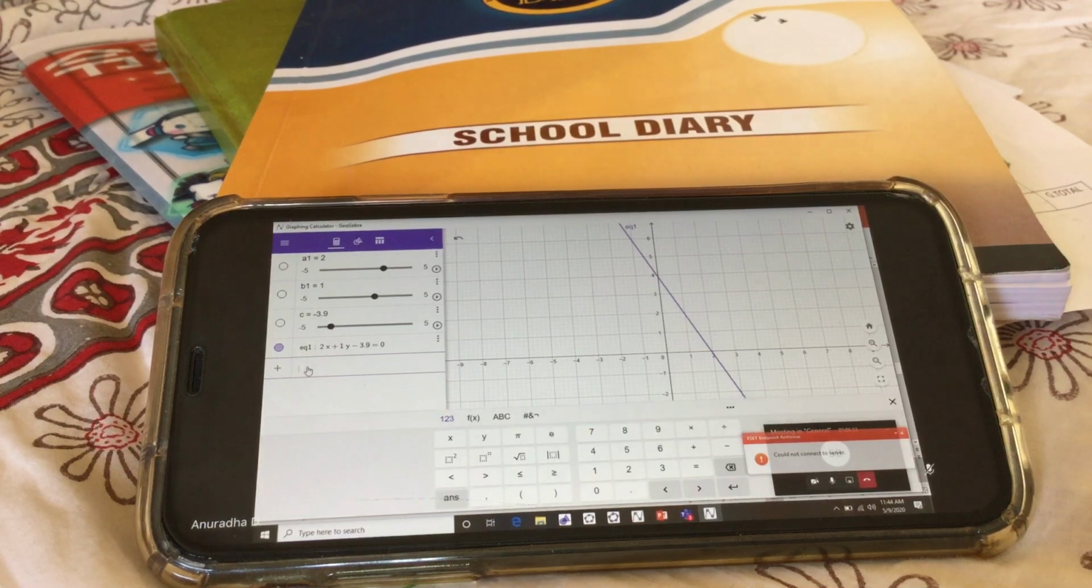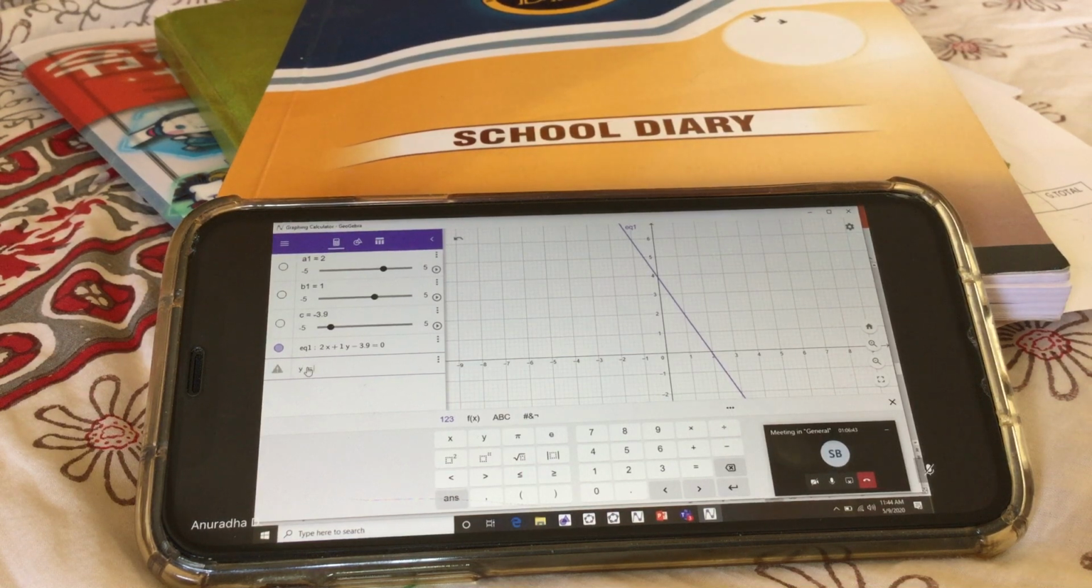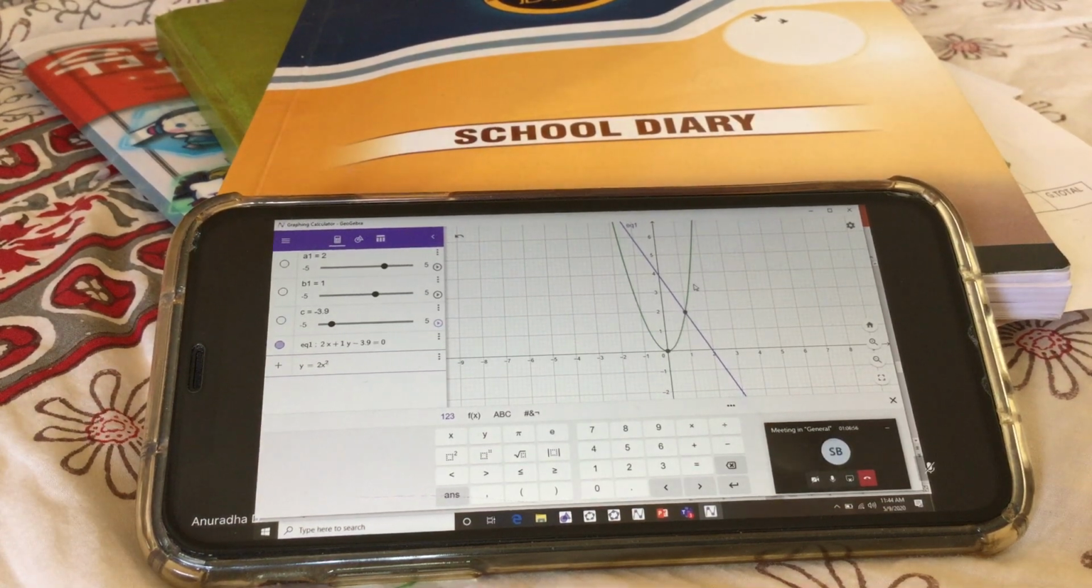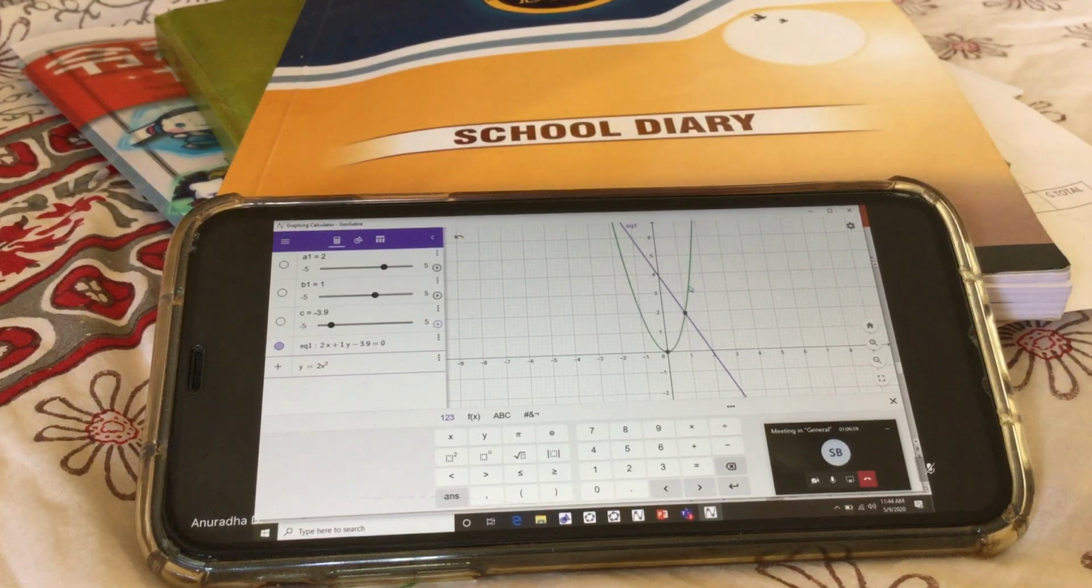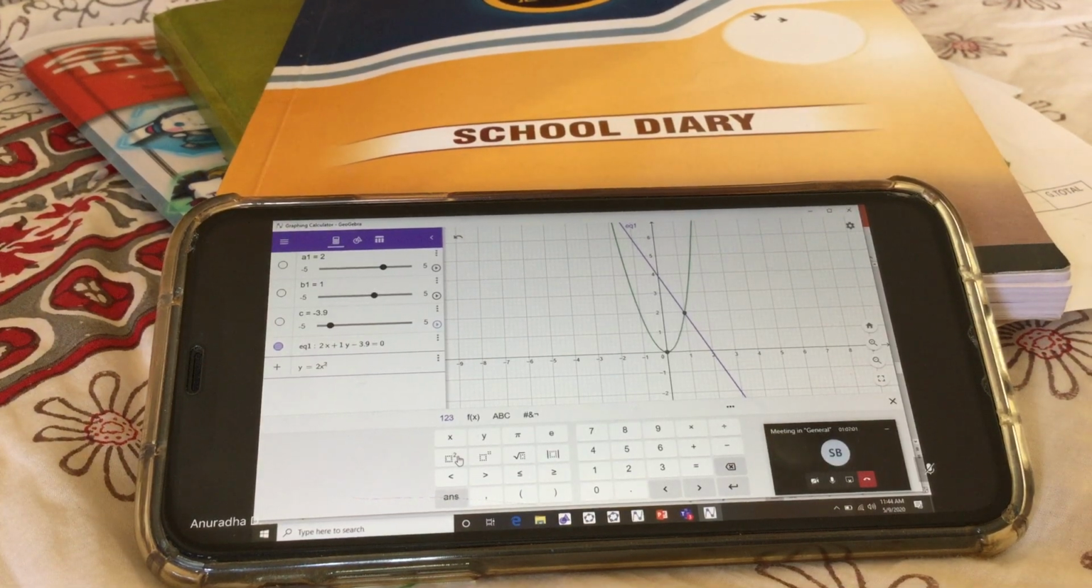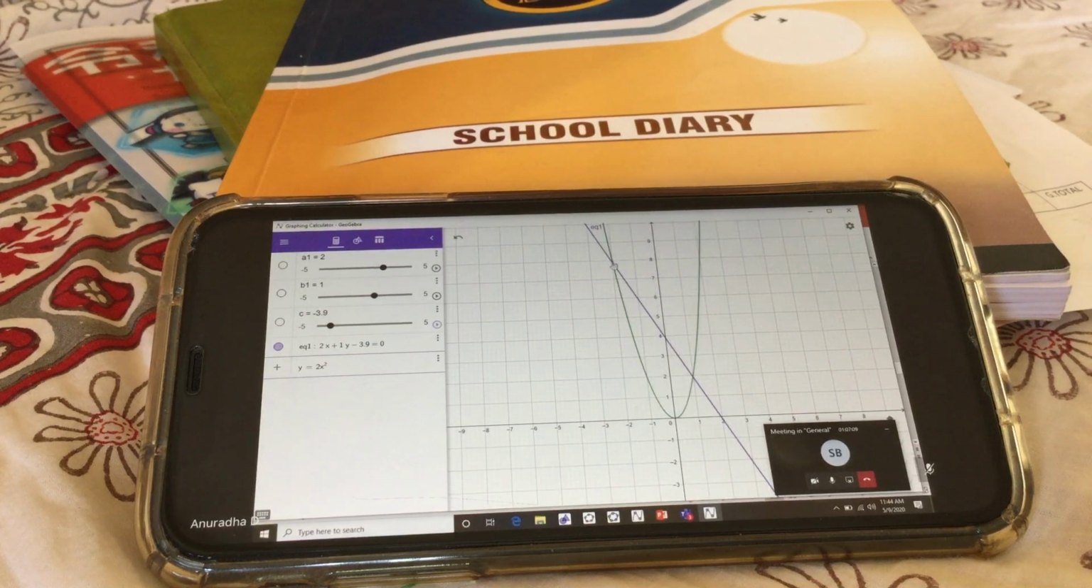Now if you are interested in a quadratic equation, say y equal to 2x power 2, here is your parabola. If it is y equal to 2x squared, your parabola is here. Actually, typing this is also possible with the board available, or you can use your own keyboard also. This way you can see the point of intersection.